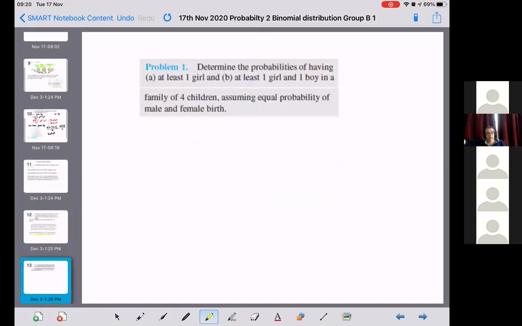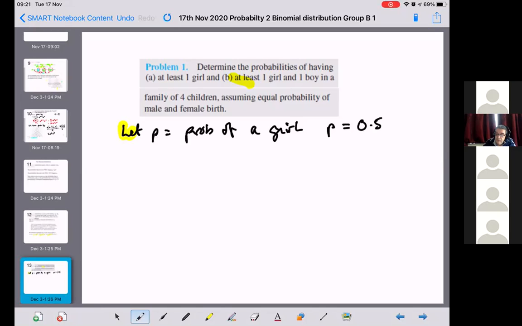So let's have a look at a particular example. Determine the probability of having A, at least 1 girl, and B, at least 1 girl and 1 boy in a family of 4 children, assuming equal probability of male and female at birth. So what we're saying here is, we'll let P be the probability of a girl, and P is equal to, if there's equal probability, 0.5. Agreed?